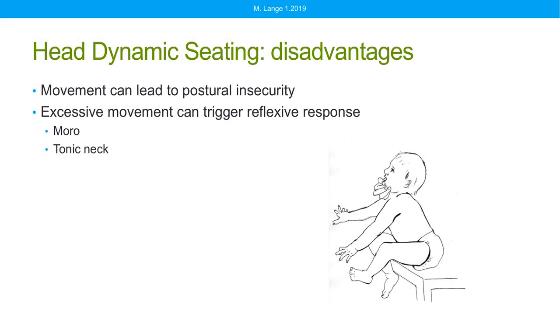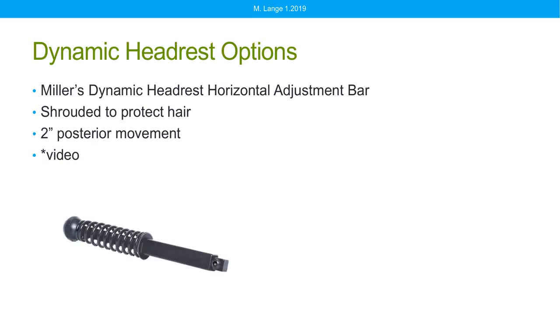Now there's some disadvantages to allowing movement at the neck. If there's too much movement rearward, for a lot of our clients that can really lead to postural insecurity, and it can even trigger some reflexive responses. So it's something to really be cautious of and decide how much movement is applicable for this particular client.